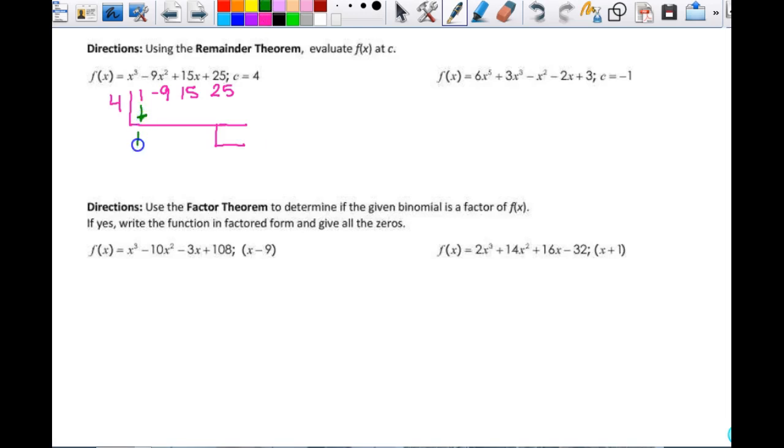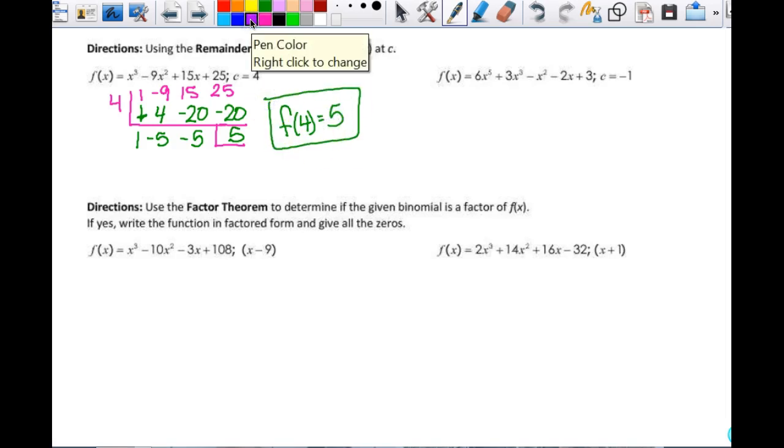So bring down my 1. This is 4, negative 5, negative 20, negative 5, negative 20, positive 5. So what that tells me then is I can't just leave it like that. My answer is that f of 4 is equal to 5.